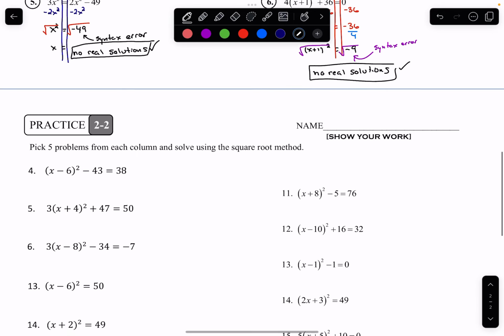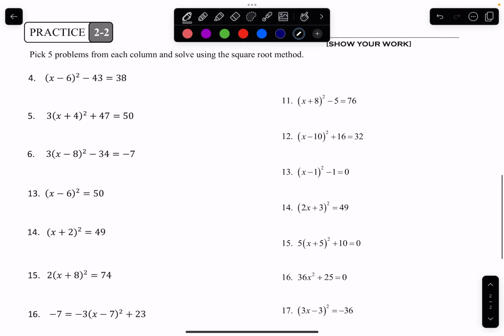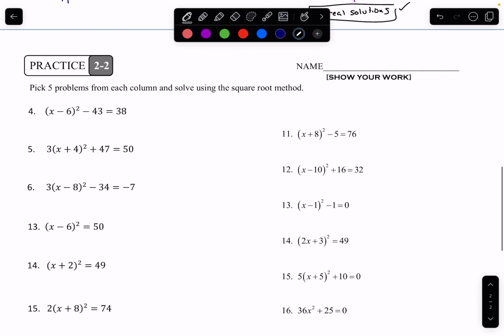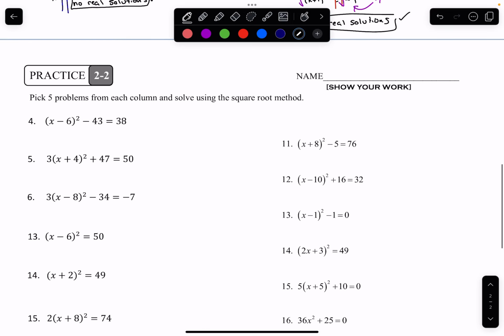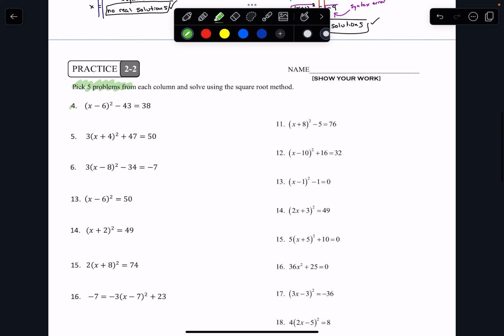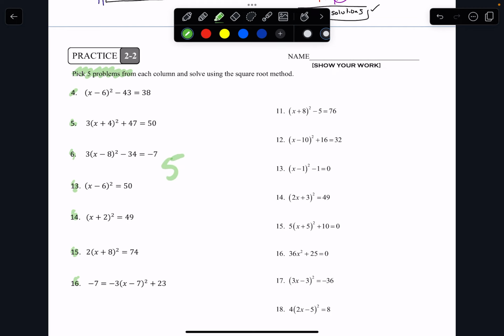Okay. All right. On the back side, this homework's a little bit different. The instructions say to pick 5 problems from each column. So on the left, you've got 1, 2, 3, 4, 5, 6, 7 problems. Just pick 5 of them, not all 7. On the right, I think you've got more than that. 1, 2, 3, 4, 5, 6, 7, 8. I don't care which ones you do. Just pick 5. Solve those 5.